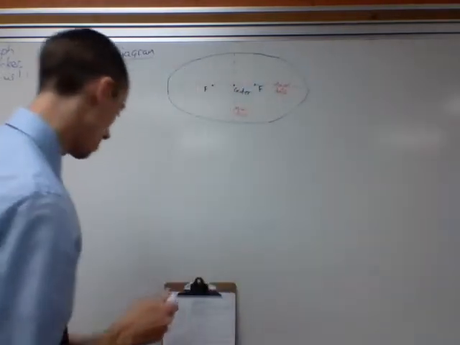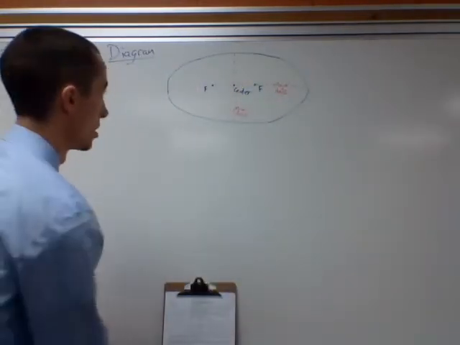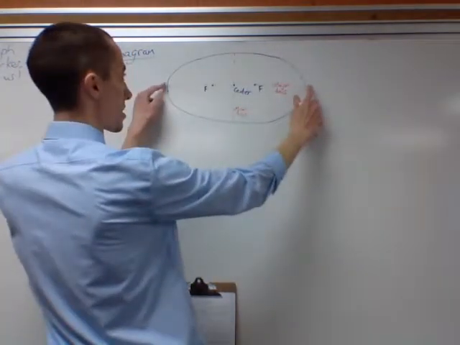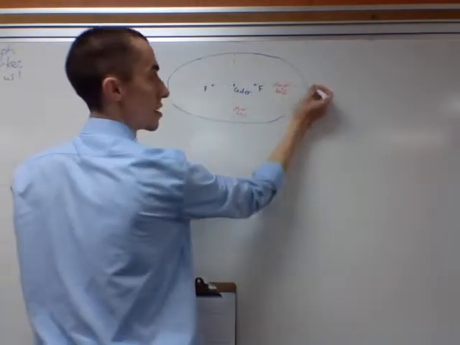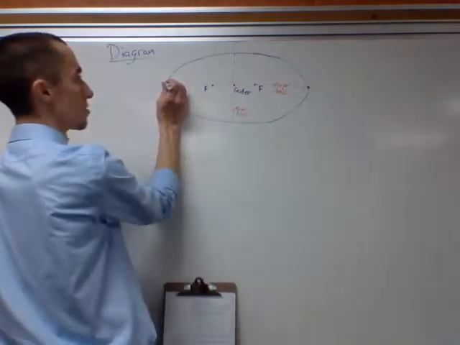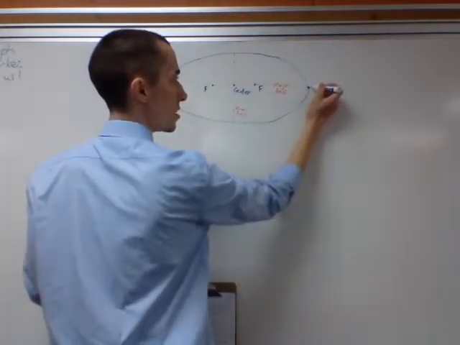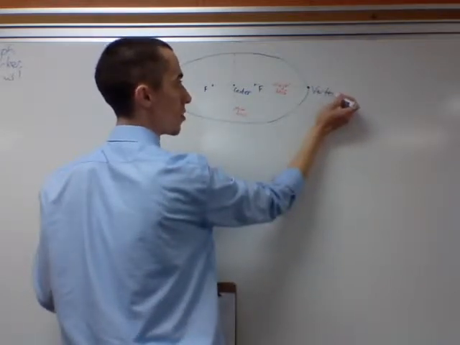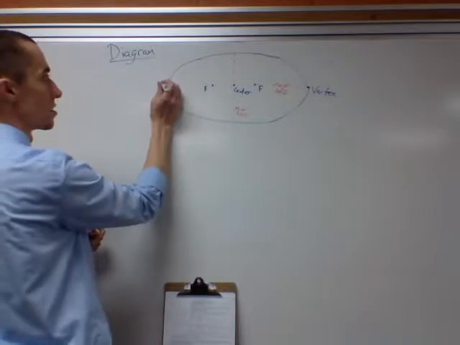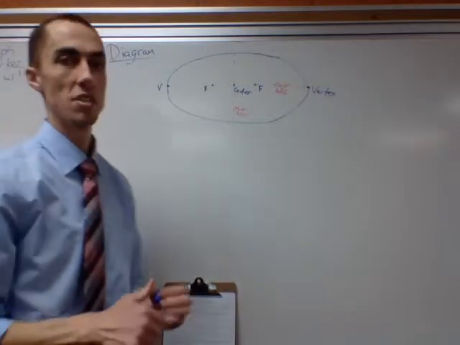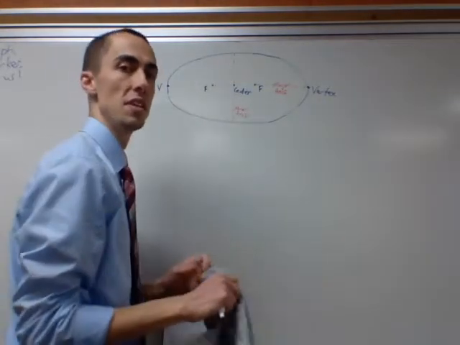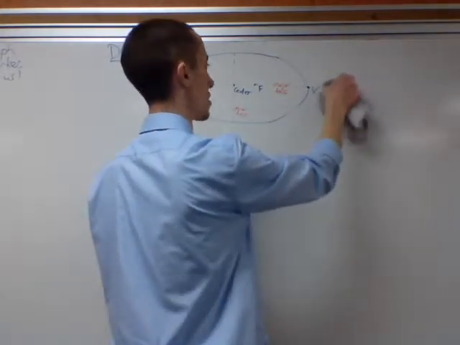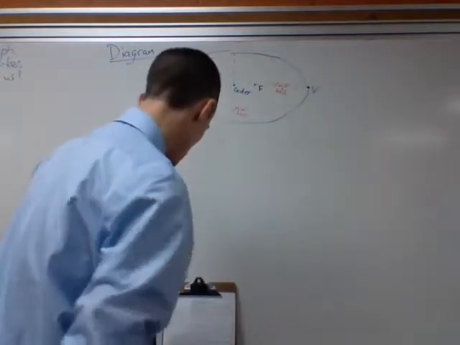A couple other terms I'd like to introduce. Where the major axis intersects the ellipse at the ends there, those are called vertices. The singular form would be a vertex. V-E-R-T-E-X, vertices, V-E-R-T-I-C-E-S. So I'm just going to label them with a V here.